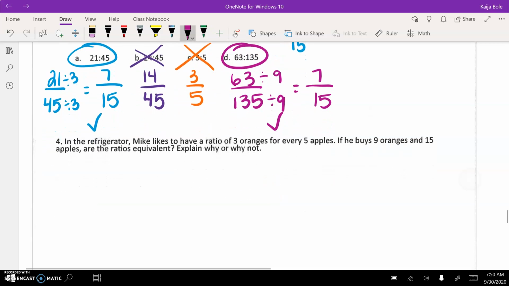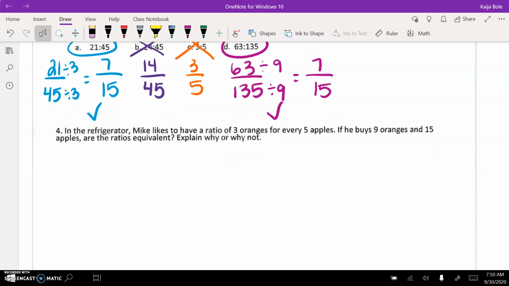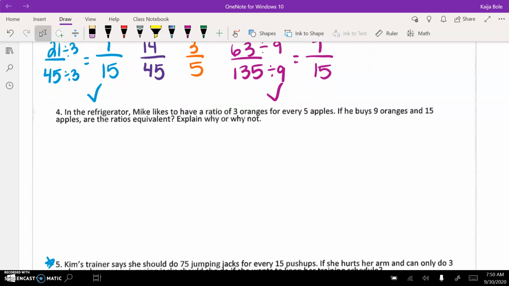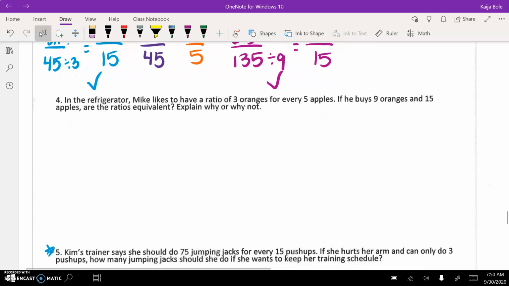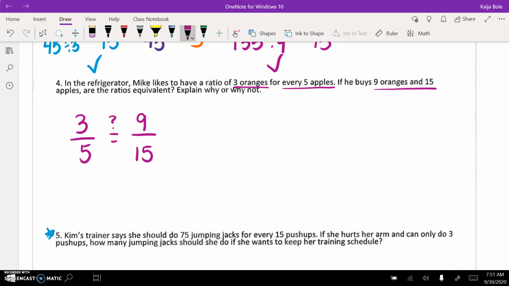And then number 4 and number 5, they want to know, are the ratios equivalent? So this kind of goes back to the question we did on the quiz on 1.3. So Mike has a ratio of 3 oranges for every 5 apples, so that would be 3 to 5. And then if he buys 9 oranges and 15 apples, are the ratios equivalent? So 9 over 15.